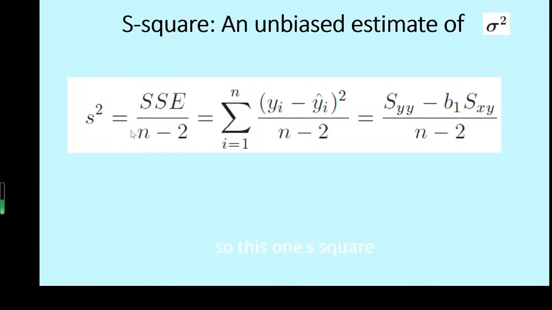So this one, S squared, is an estimate of epsilon's variance, sigma squared. And this term equals (Syy minus b1 Sxy) divided by n minus 2. Here we use n minus 2 because two parameters, b0 and b1, are estimated, so there is a loss of 2 degrees of freedom in the estimation of this regression line.